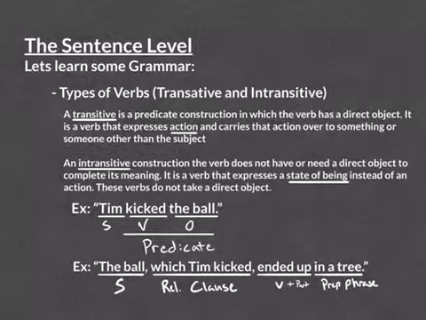So, for example, Tim kicked the ball. Kicked here is a transitive verb. And the ball which Tim kicked ended up in a tree. Ended up here would be intransitive. You know why? It doesn't end up in anything. Yeah, it's stating the state the ball is in, and there's no object. It's just a prepositional phrase. So that's that. Any questions on transitive, intransitive?